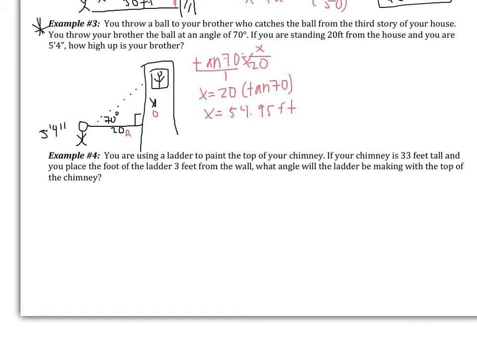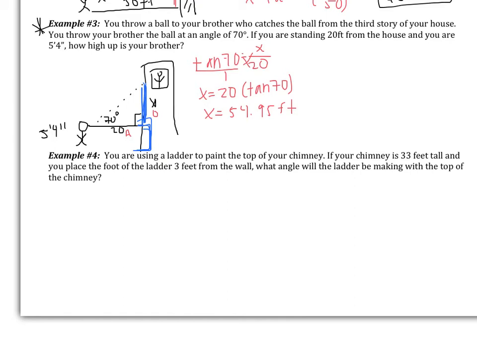Okay, now here's what I need to think. The question asks, how high up is your brother? I need to remember that when I threw the ball, it came from my hand and not from the ground. So if I'm 5 feet 4 inches, the ball started 5 feet 4 inches above the ground. So that 54.95 on our figure is right here. It doesn't account for this extra space between the ball and the ground. So when we are asking how high up is the brother, we need to account for this extra space between where the ball started and the ground, which is 5 feet 4 inches, my height.